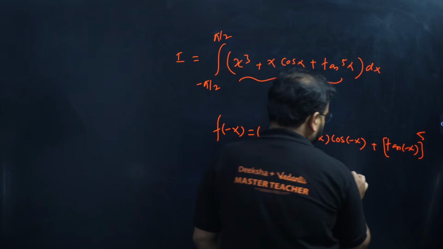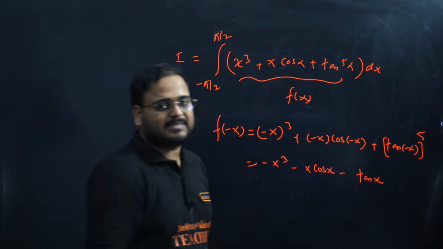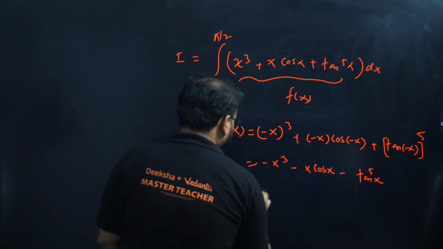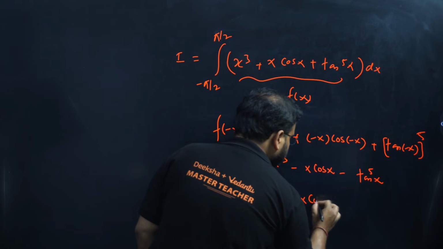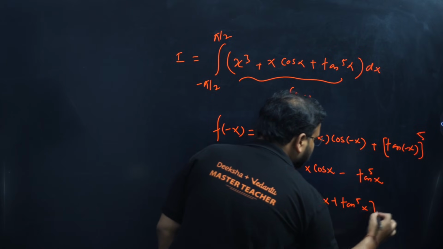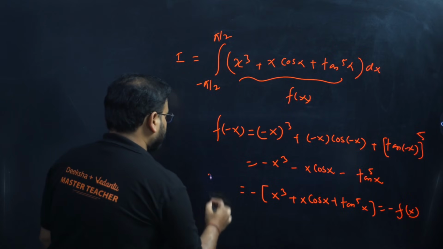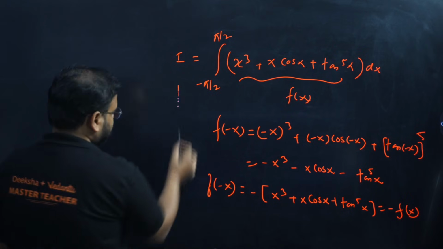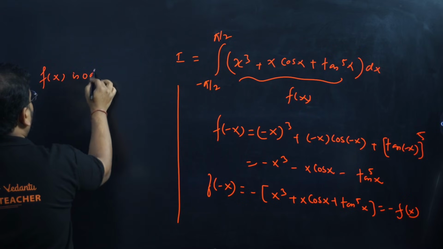Over here you will have tan of minus x is minus tan x. Power 5 is an odd power, means minus tan 5x. Take minus sign common, you will get minus of x cube plus x cos x plus tan power 5x, which is minus f of x. So f of minus x over here is coming as minus f of x. What it means? The given function f(x) is odd.